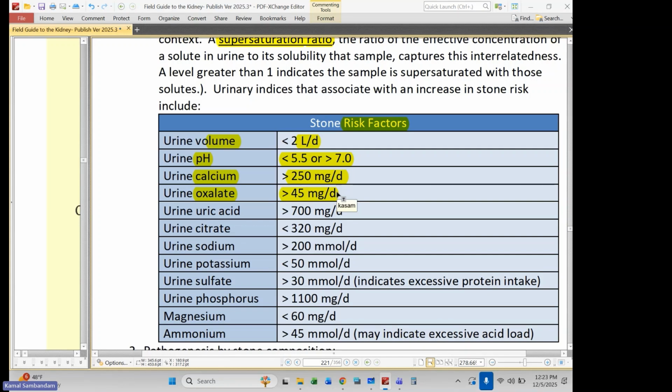Really, the evidence revolves around moderation of sodium intake, high fluid intake, moderation of animal protein intake, okay, and then a normal calcium intake, okay? It's unintuitive, but you do not want to restrict calcium in patients with calcium stone formation, okay? There's a couple of reasons why that is. Number one, oxalate is more readily absorbed when I lower calcium in the diet, okay?